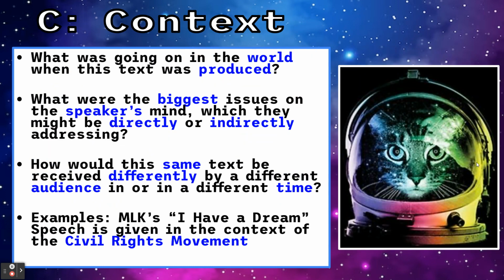C, context. When we're talking about context, ask yourself what was going on in the world when this text was produced? So, the current events. What were the biggest issues on the speaker's mind, which they might be directly or indirectly addressing? How would this same text be received differently by a different audience or in a different time? So, for example, we have Martin Luther King's I Have a Dream speech. The context is that it was given during the time of the civil rights movement. So, in other words, what was going on in the world at the time of his speech.